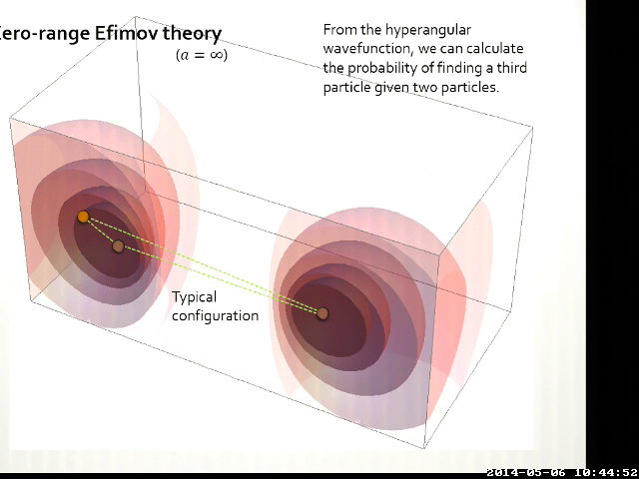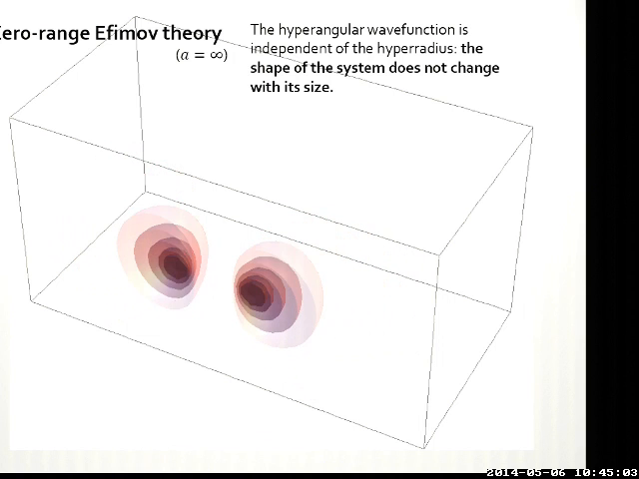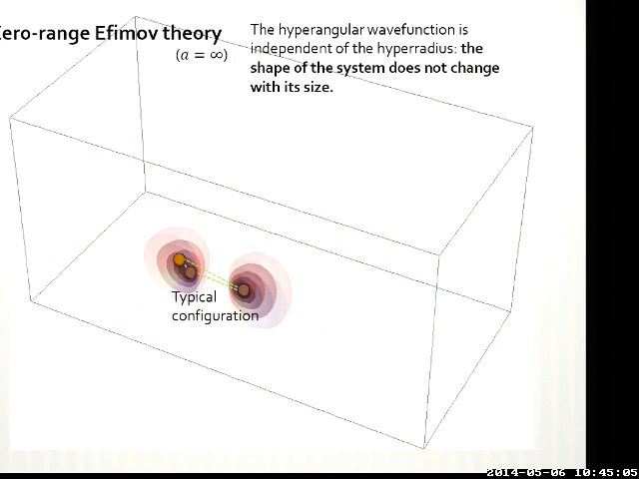And at unitarity, this hyperangular wave function does not depend on the hyperradius. So if you make these two particles closer, like this, it doesn't change the shape of this function. So you still find the same configurations.